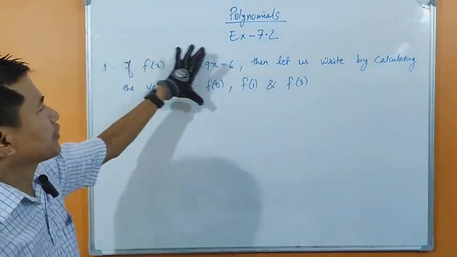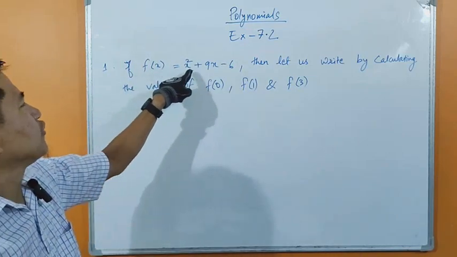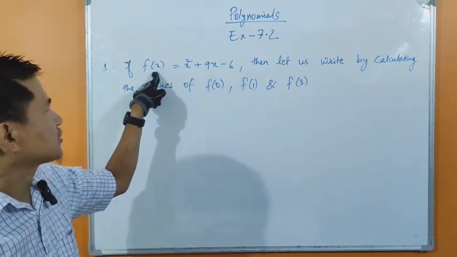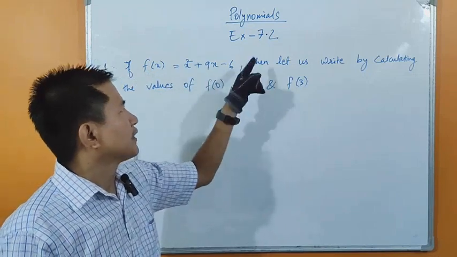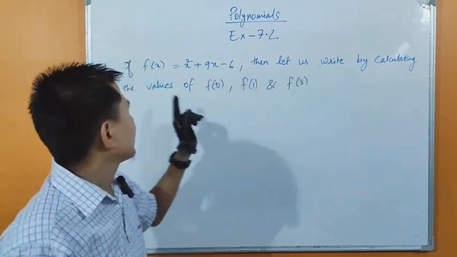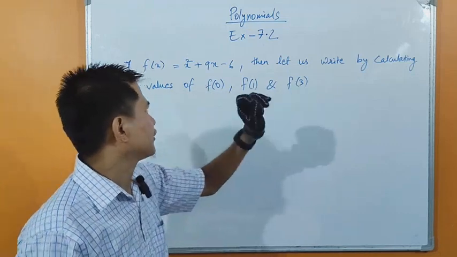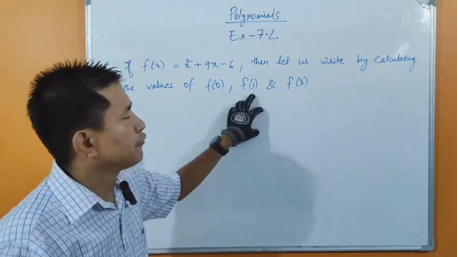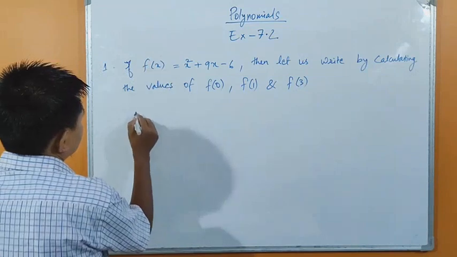I have already written question number 1 to save time. Here, if f(x) equals x squared plus 9x minus 6, let us write by calculating the values of f(0), f(1) and f(3). We are asked to find the values of f(0), f(1) and f(3). This is very simple.